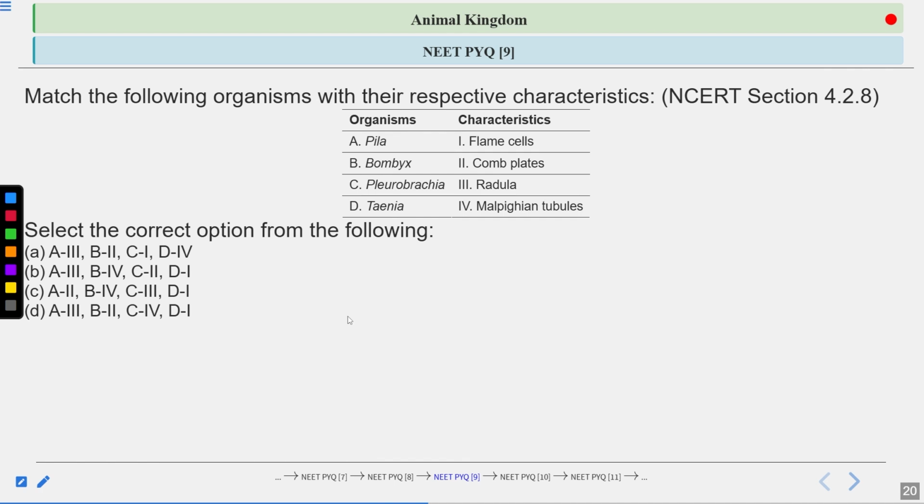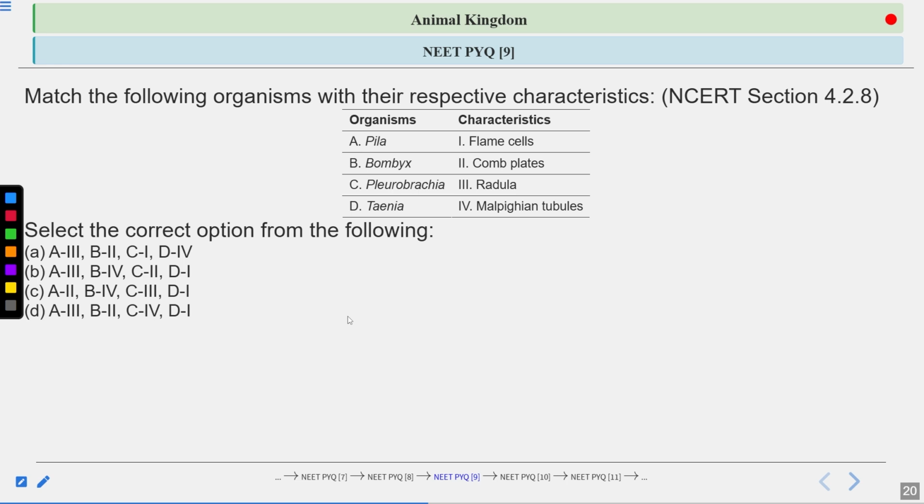Match the column type of question. Match the following organism with their respective characteristics. This question is coming from the section NCERT section 4.2.8. Organisms are given in one column and characteristics are given in the second column. So let us see what are the organisms. A. Pila, B. Bombyx, C. Pleurobrachia and D. Taenia. Characteristics: first, flame cells, second, comb plates, third, radula and fourth, Malpighian tubules.